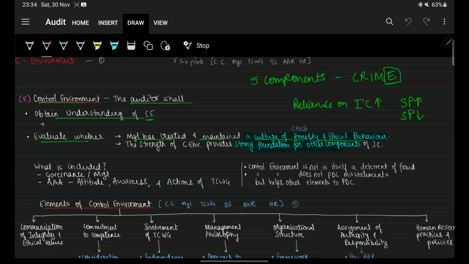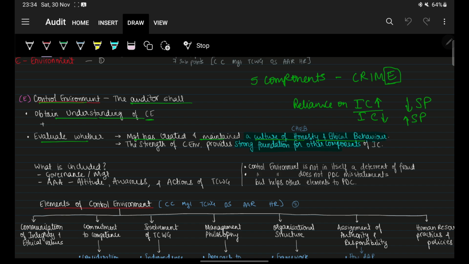Right, substantive procedures are like our test of details, basically. We won't be testing the control, we'll be testing it in detail. So if our reliance on internal control is more, meaning the entity is able to reduce the risk of material misstatement on its own, then we will obviously reduce our substantive procedures. If our reliance on internal control is down, then we will have to do our own procedures even more, right?